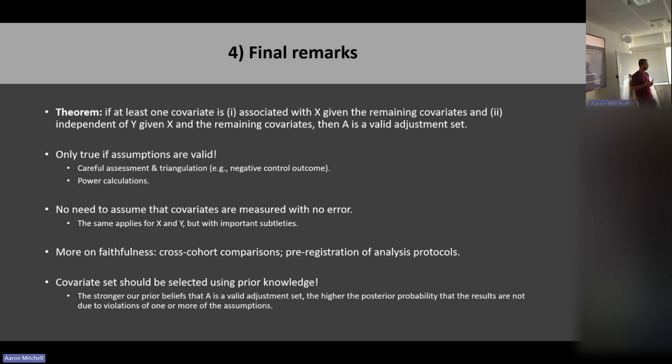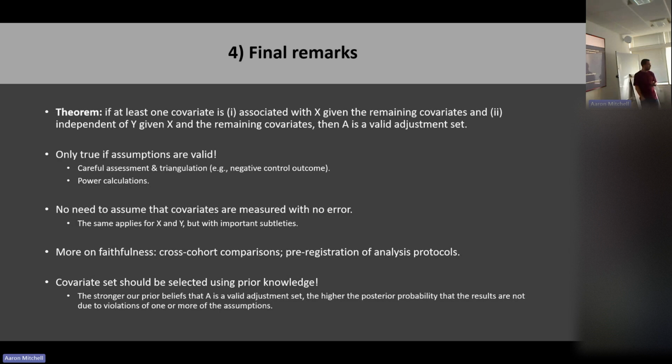So this is only true if the assumptions are valid, and therefore the assumptions need to be carefully assessed, and if possible, triangulated with other approaches, such as a negative control approach. And of course, we do absolutely need power calculations here, because we are making statements about lack of association. We don't need to assume that covariates are measured with no error, because our goal is to detect whether the set of covariates that we have is enough, regardless of it being properly measured or not. And the same applies for treatment and outcome, but there are some subtleties that I'm not going to discuss.